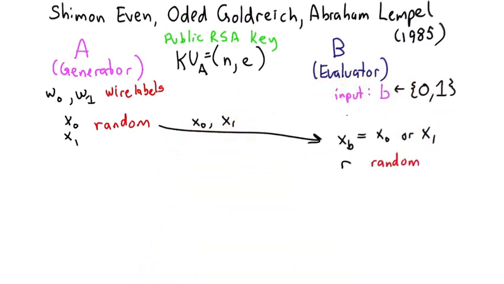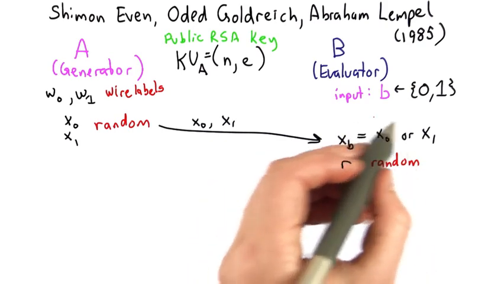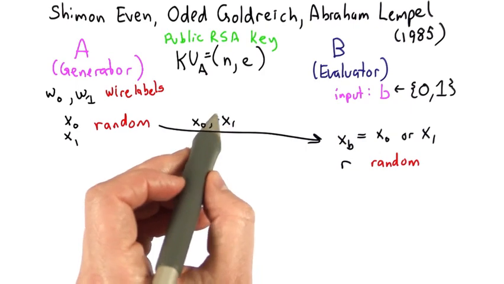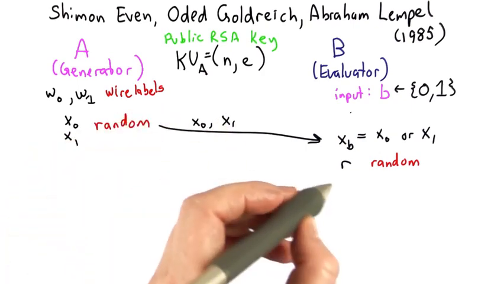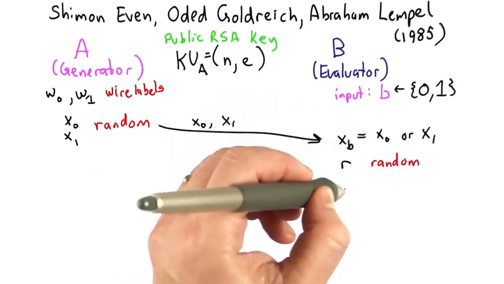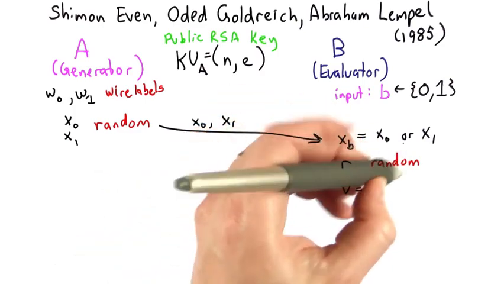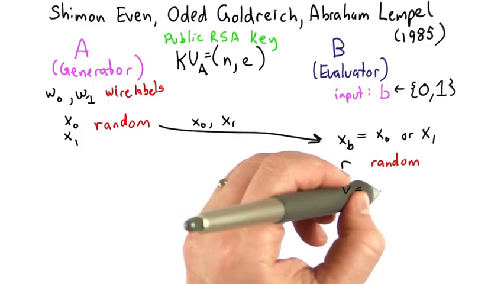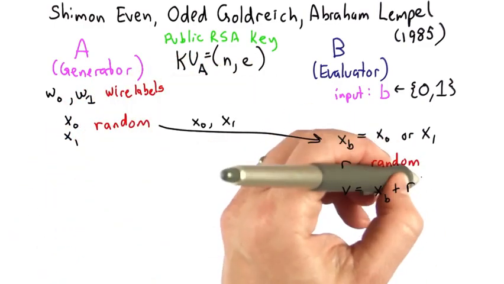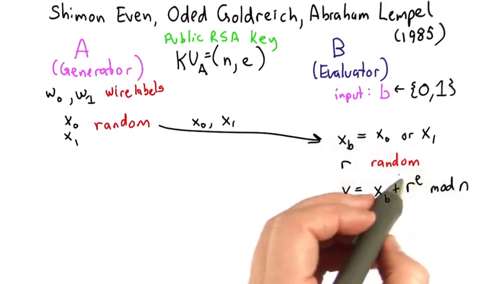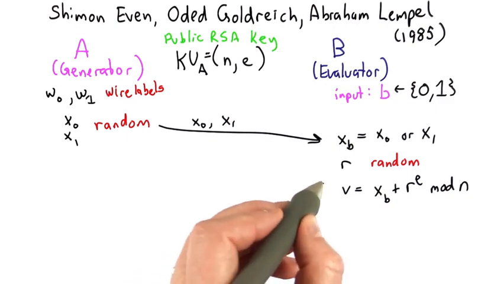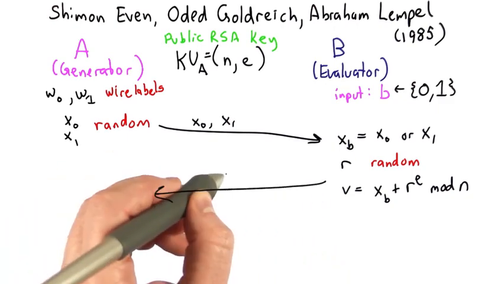Then Bob will pick some random value r. Bob's going to use this to blind the response. So he can't allow Alice to learn whether he picked x0 or x1. That would reveal his input. So what he's going to do instead is use this random value to blind the response. And so he'll compute this new value v, which is the value of x that he selected, plus the random value raised to the public exponent, mod n. So we're going to hide the value of xb by adding a random value raised to the e power to it. That value is what's sent back to Alice.